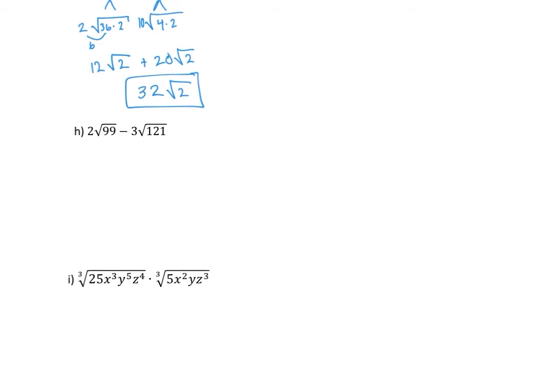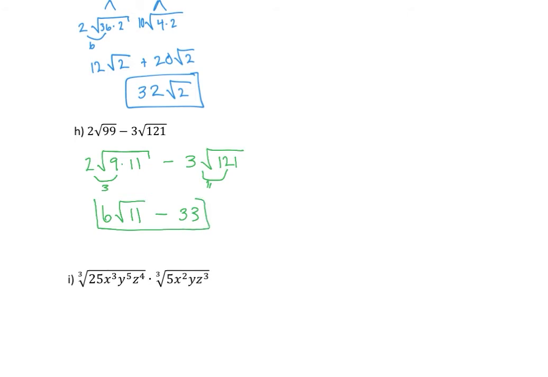H, I don't think is going to be that clean. So here we have 2, I'm going to rewrite 99 as 9 times 11. And 121 is a perfect square. So the square root of 9 is 3. 2 times 3 is 6. And then here, the square root of 121 is 11. There we go. Okay, there is nothing we can do with this. We can't combine the 6 square roots of 11 with the 33. So that's our final answer.